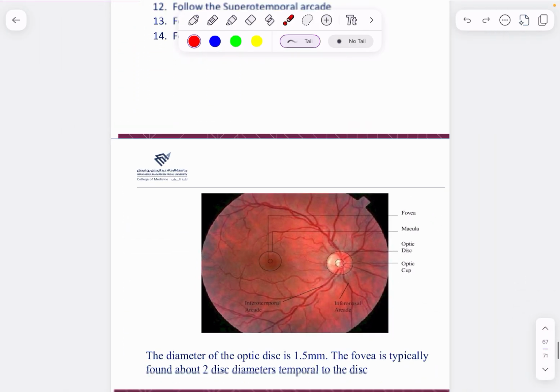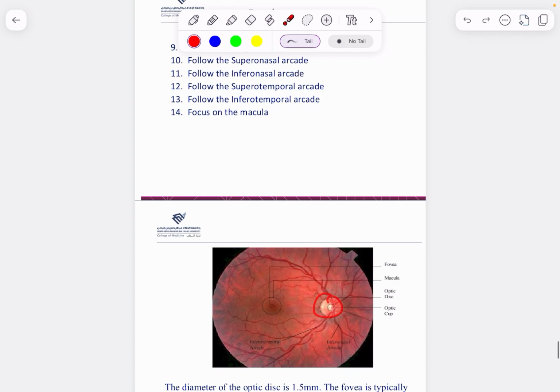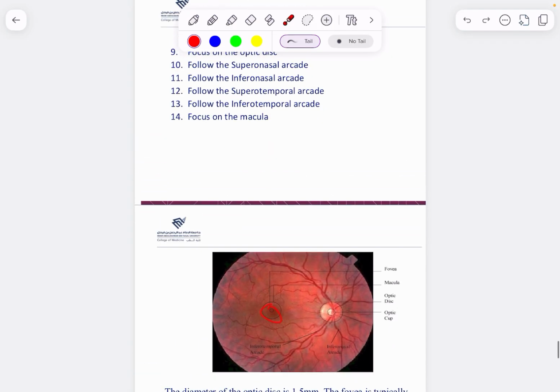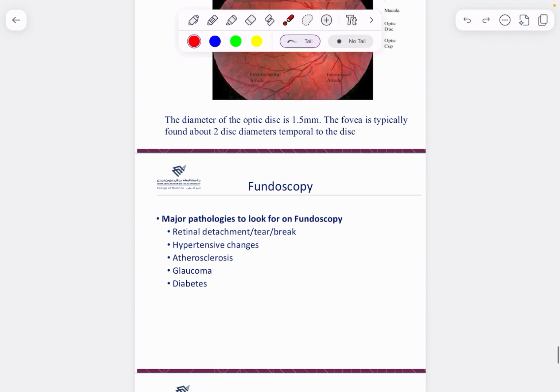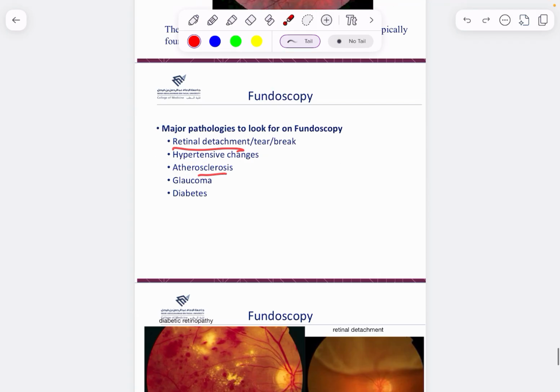So here the idea is you want to focus on the optic disc, which is this, and the optic cup. You have the superior nasal arcade going to be here like this, the superior temporal, inferior nasal and inferior temporal, and what else, the macula. So the idea here is you just want to observe all of these structures. Also there are pathologies to look for, as you know, like diabetic retinopathy, retinal detachment, atherosclerosis and so on.